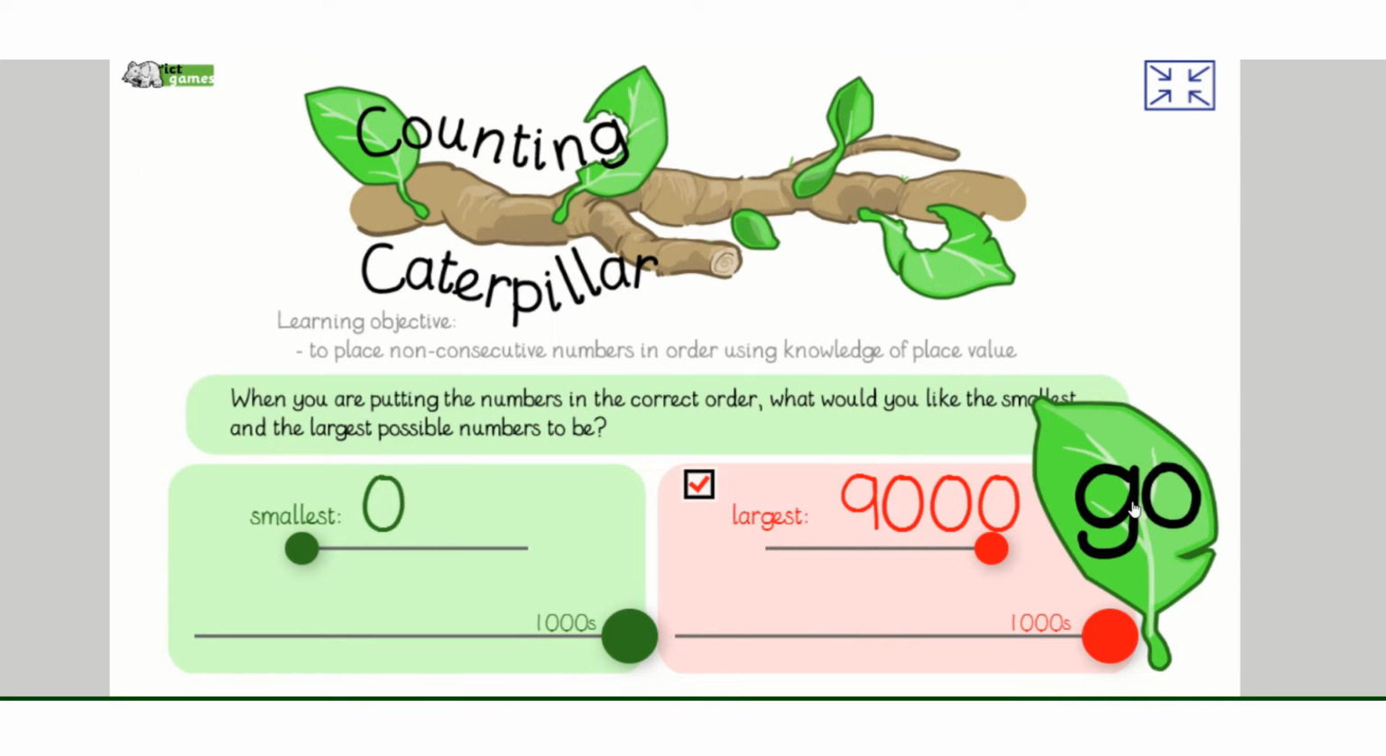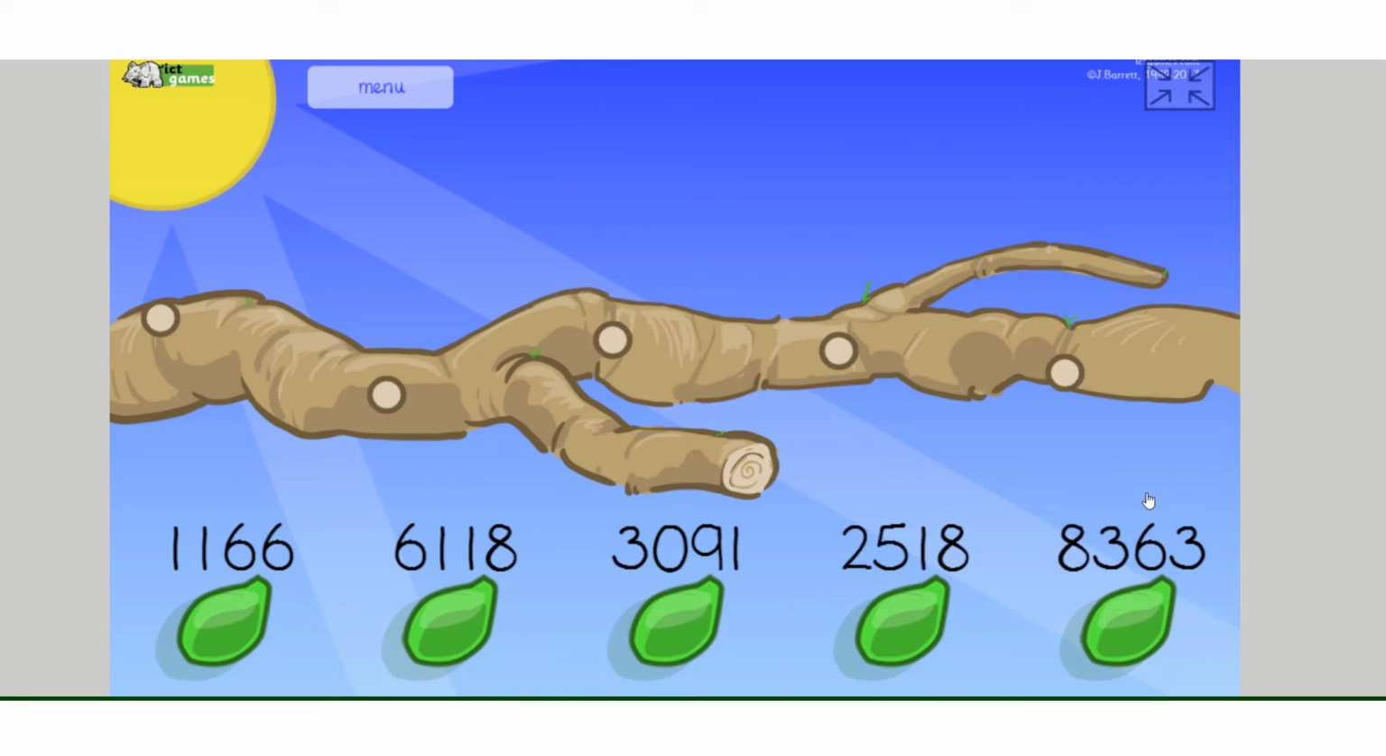So I'm going to play a game now to practice this skill. Have a look at these 5 numbers. Which is the smallest? Well, it's this one, 1,166. So that's the first leaf on the tree.